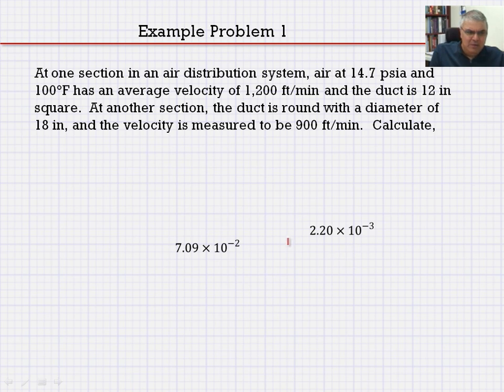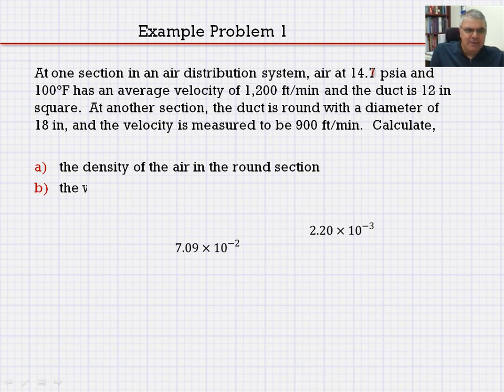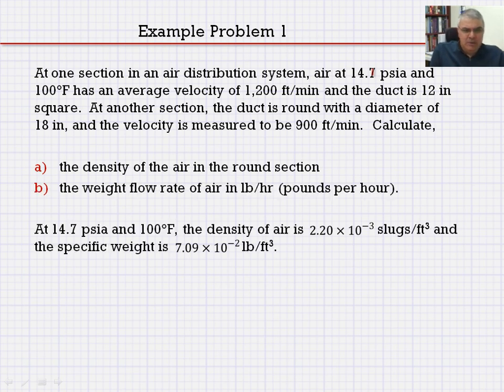Ignore these numbers for now. It's shown here. Let me give you the whole problem. At one section in an air distribution system, air at 14.7 psia and 100 degrees Fahrenheit, that's the temperature, has an average velocity of 1,200 feet per minute. Both units can be used, and the duct is 12 inches square. That's the area given.